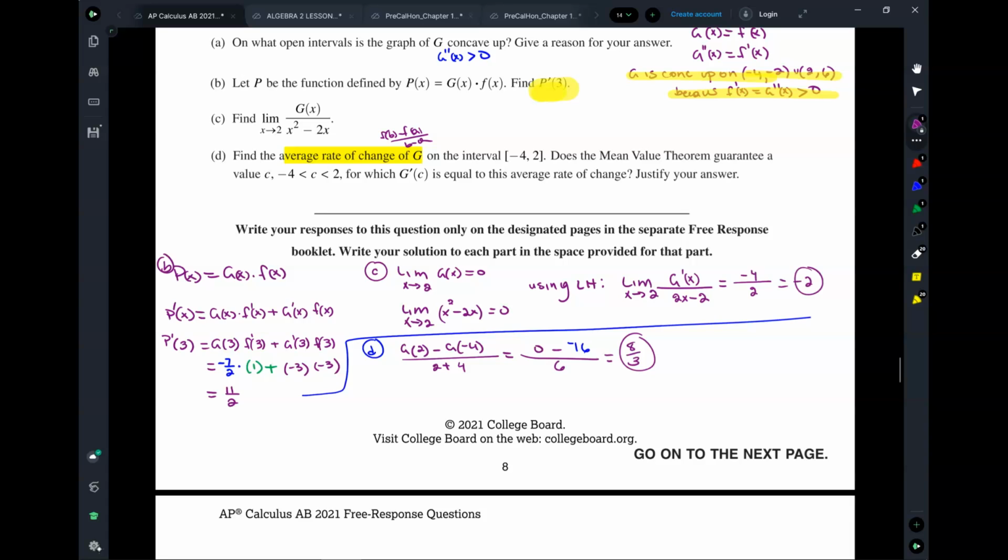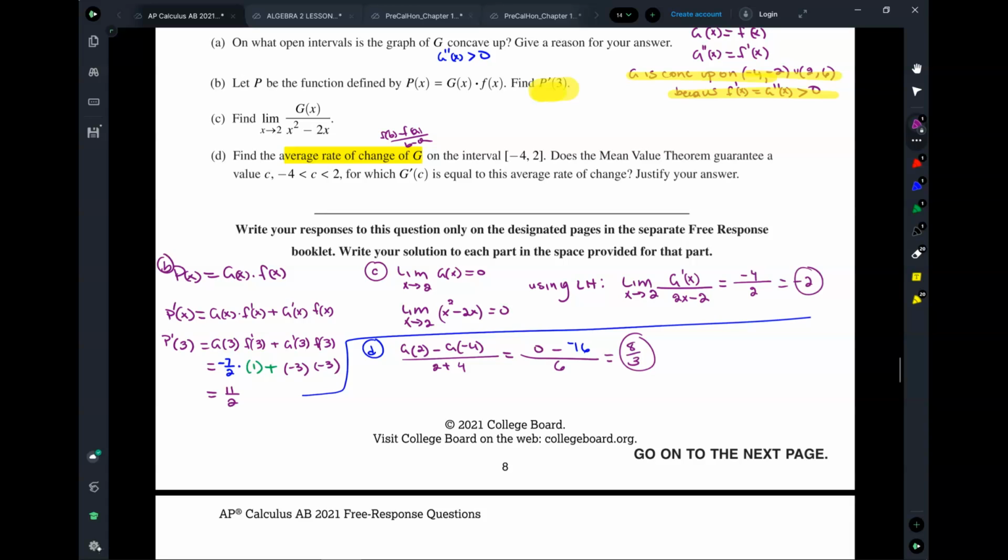Does the mean value theorem guarantee a value C between negative 4 and 2 for which G prime of C is equal to this average rate of change? Justify your answer. Yeah. You're sure? Look at it. Yes. Yes. Which means also continuous.